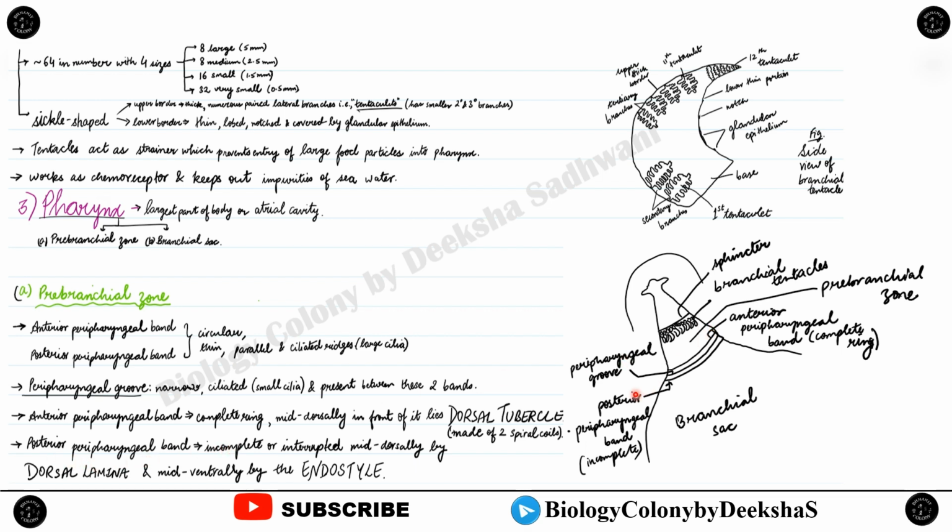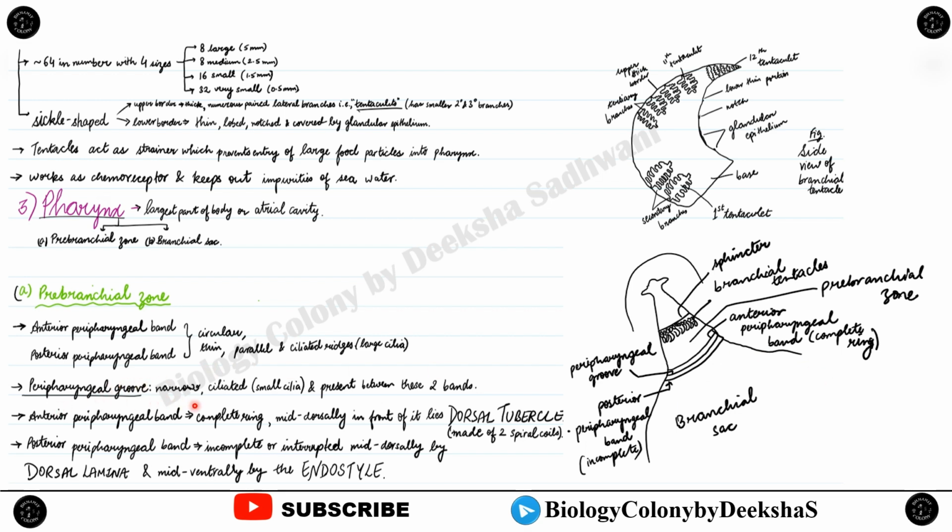The anterior one has a complete ring. Mid-dorsally in front of it lies the dorsal tubercle that is made up of two spiral coils. So somewhere here a dorsal tubercle will be found, and then the posterior peripharyngeal band has an incomplete ring, or it is interrupted mid-dorsally by the dorsal lamina. So somewhere here the dorsal lamina will be attached, and mid-ventrally it is attached by the endostyle. The endostyle is traversing here surrounding the branchial sac.